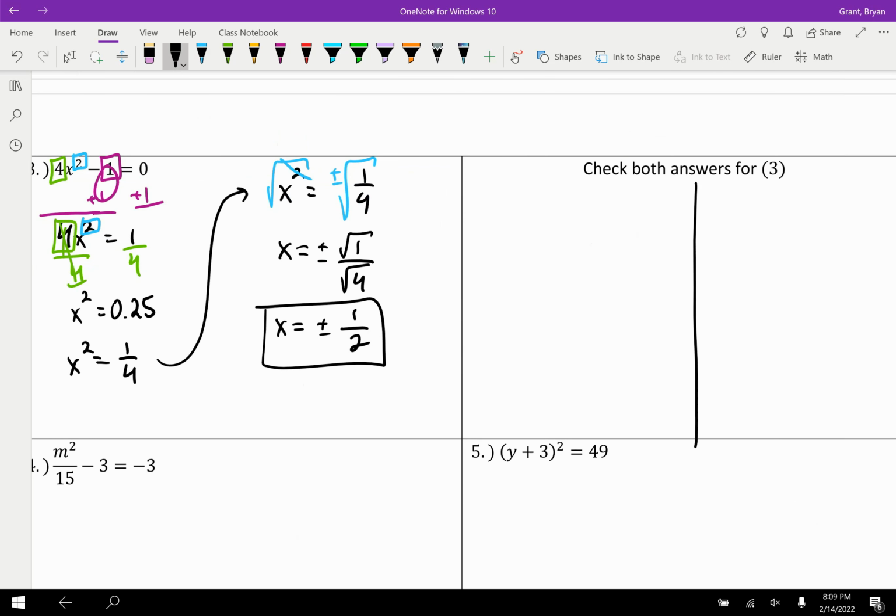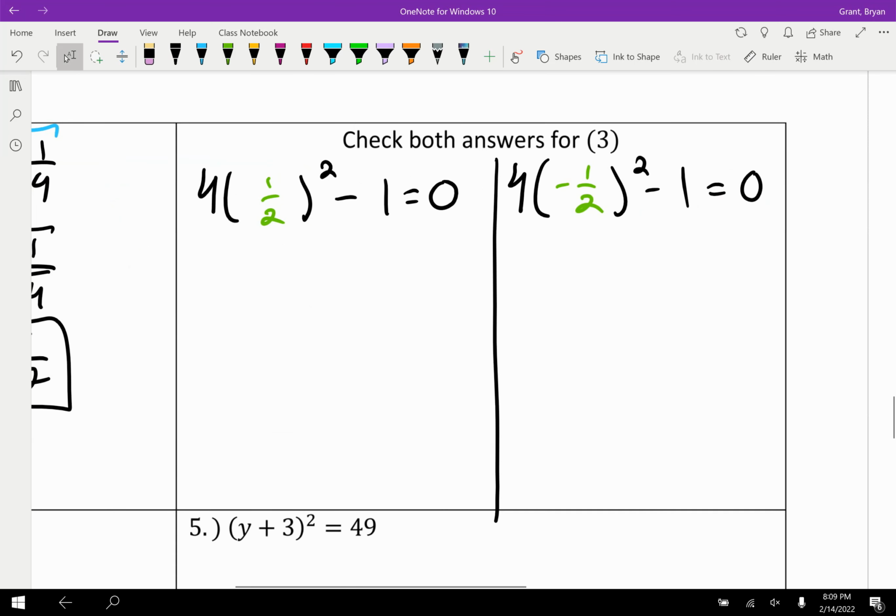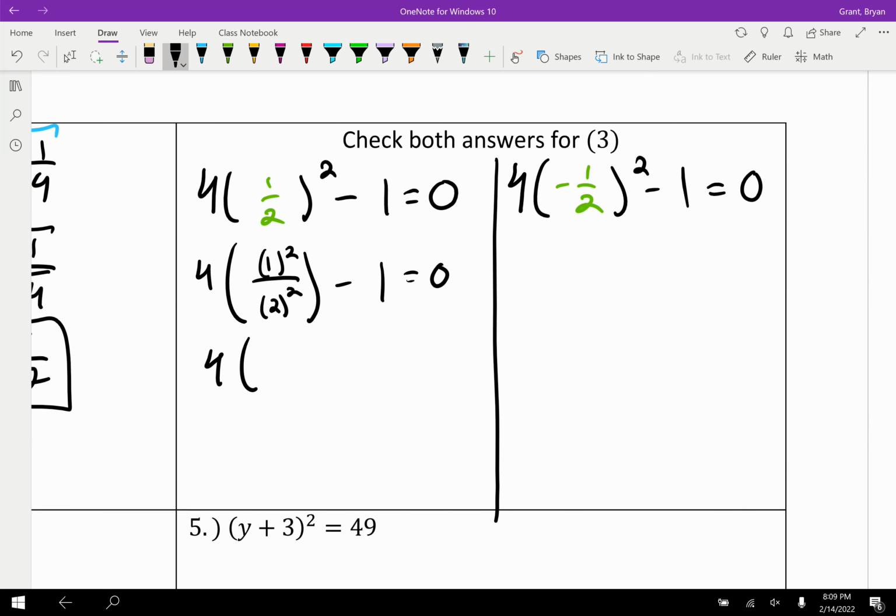Let's check our answers. Same idea again. We won't go the whole way through, but we'll just make sure we're comfortable with this. I think it'll be more clear this time that we're working backwards, right? We need to check positive 1/2 and negative 1/2. First thing we do is we square. To square, we are allowed to distribute here, so it's going to be 1 squared over 2 squared. 1 squared is 1, 2 squared is 4.